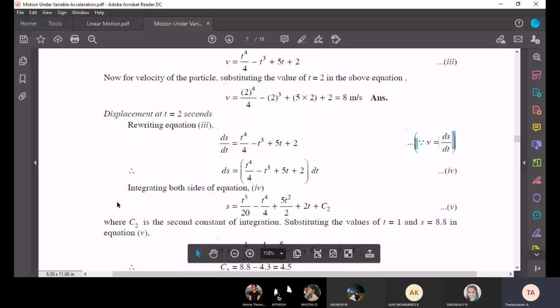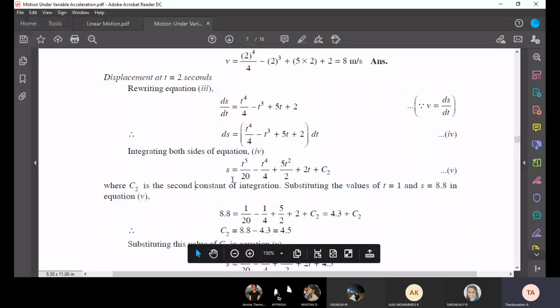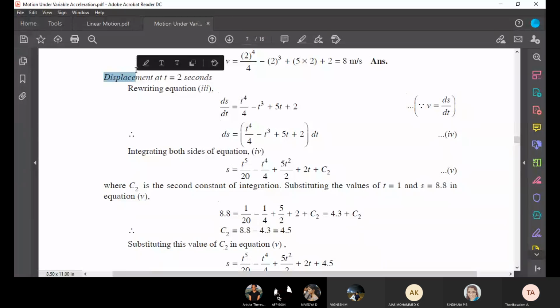Now integration, students. Again, why are we doing integration? In the question they ask for displacement, so that's why integration. What is the integration of ds? s. Now the integration of t power 4 divided by 4 dt: t power 5 in the denominator, 5 into 4 is 20. We already know the integration method. Minus, what is the integration of t cube? t power 4 divided by 4, plus the integration of 5t.